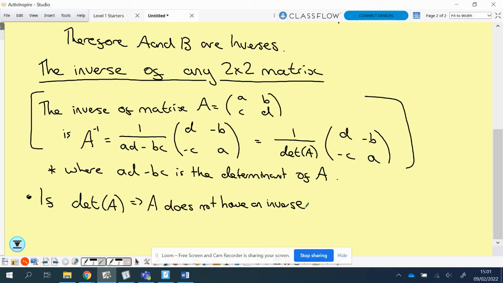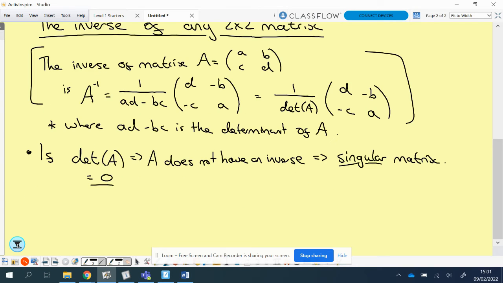Okay, so A does not have an inverse, and we say it's a singular matrix. If a matrix A doesn't have an inverse, I forgot to write here, if determinant A equals 0, I'll put that there, sorry. So if determinant A equals 0, therefore A does not have an inverse, therefore we call that a singular matrix.